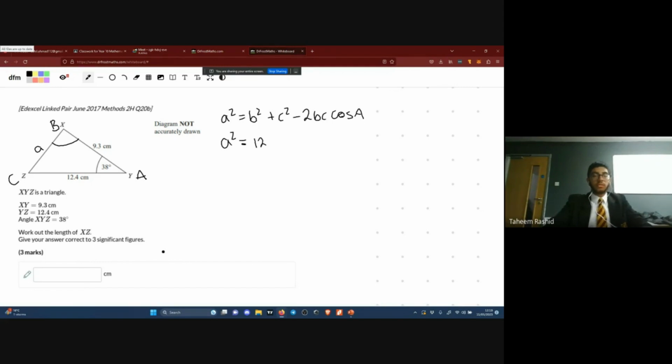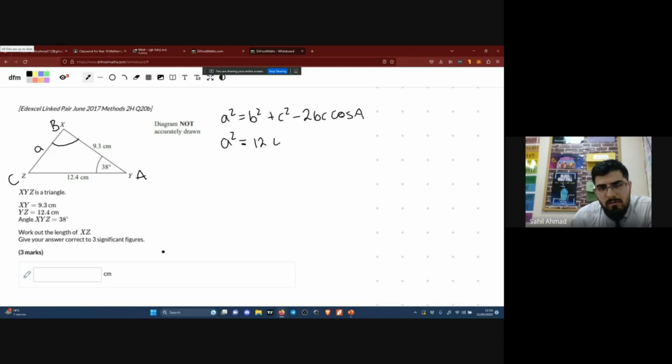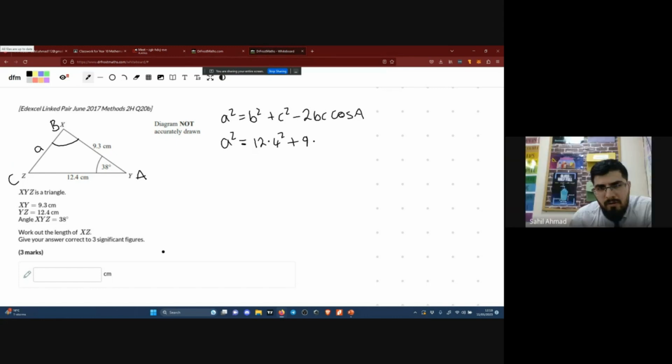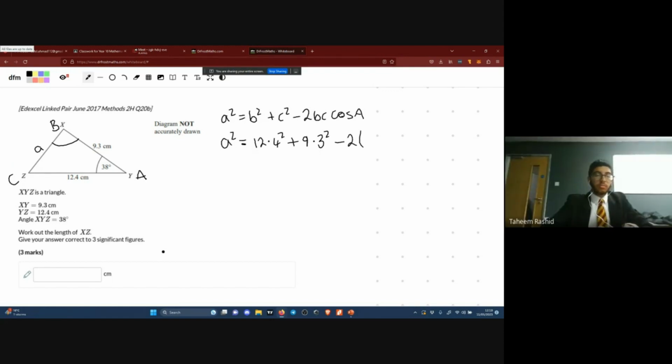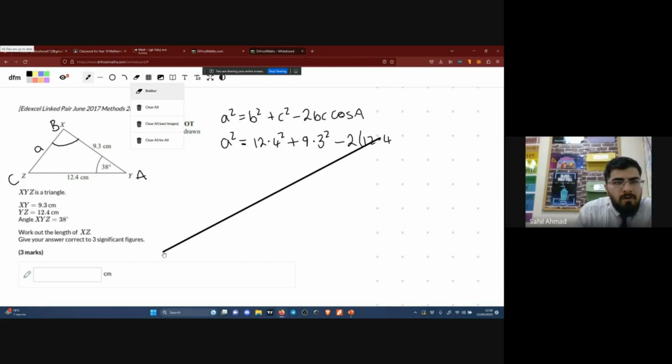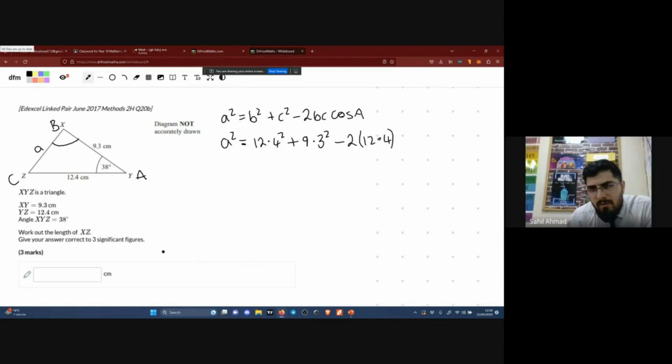12.4 squared, and then plus for c squared it would be 9.3 squared, and then minus 2, brackets b, which is 12.4, and then times 12.4 times c, which is 9.3.